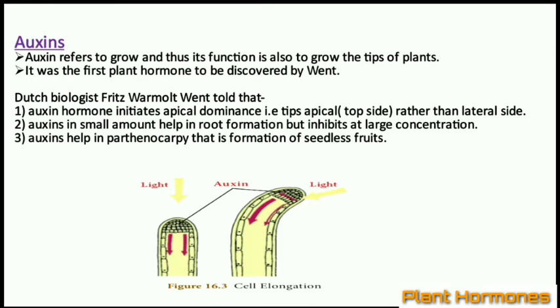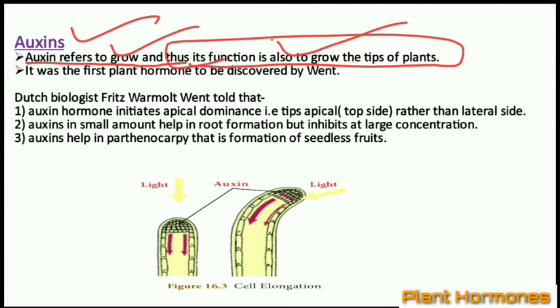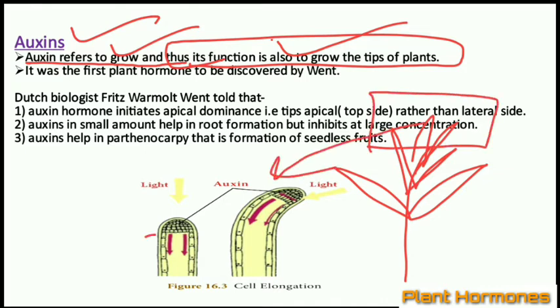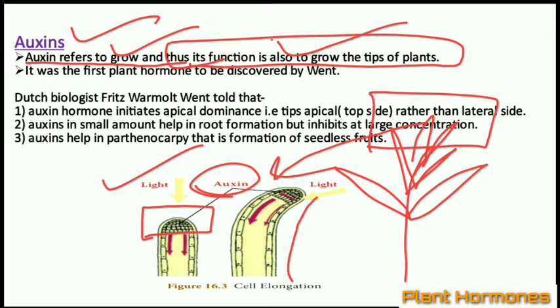See, the first type of hormone of plants which we will discuss is auxin. Auxin is the word which itself refers to grow. Auxin word means to grow, and thus the function of auxin hormone is also to grow the tips of the plants. Suppose there is a plant. If you talk about the tip of the plant, when this tip gets the light, the auxin hormone is released, and this auxin hormone makes the plant elongate, to grow.